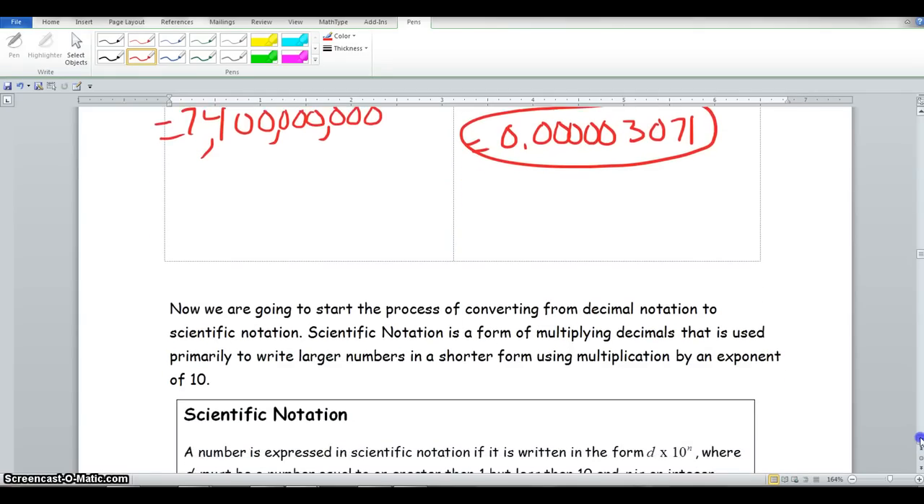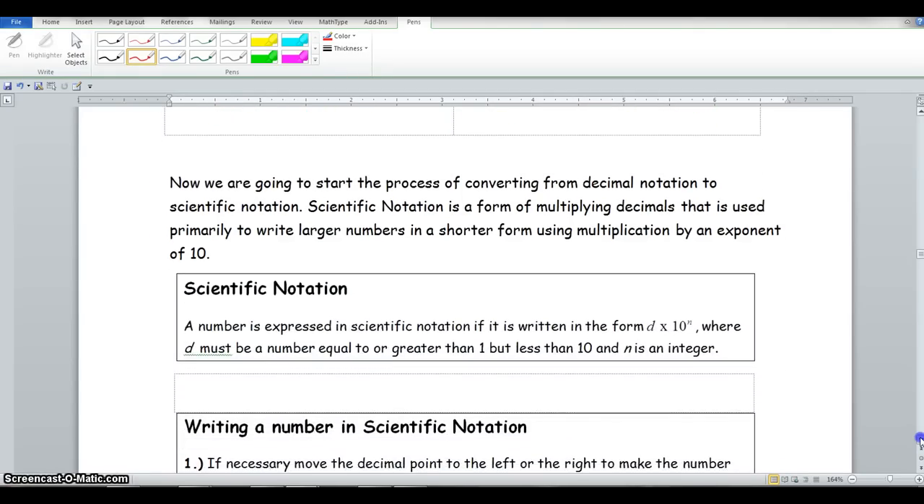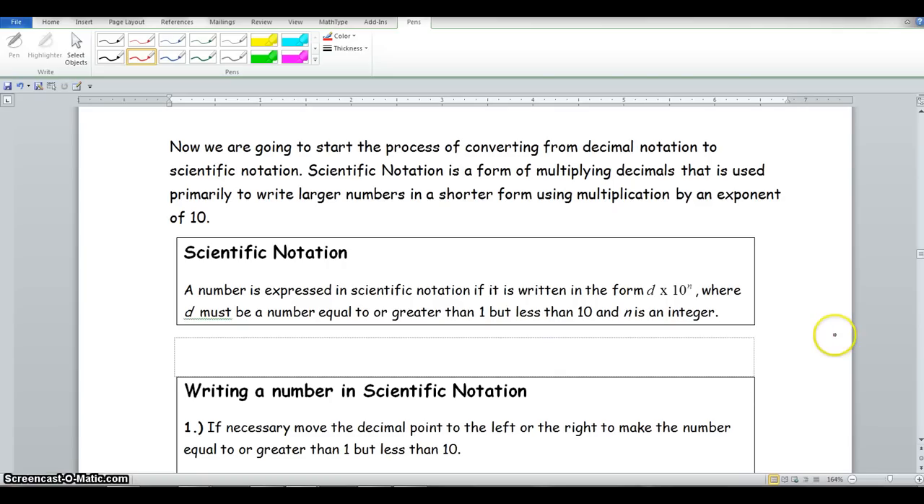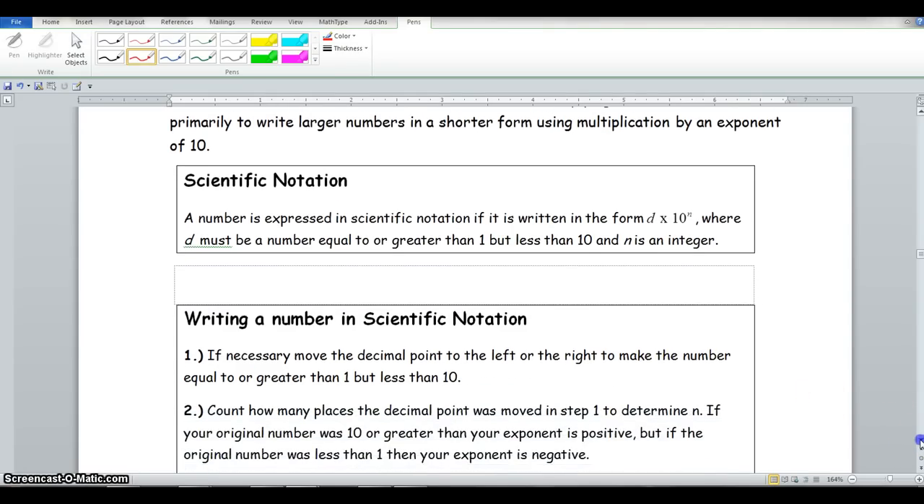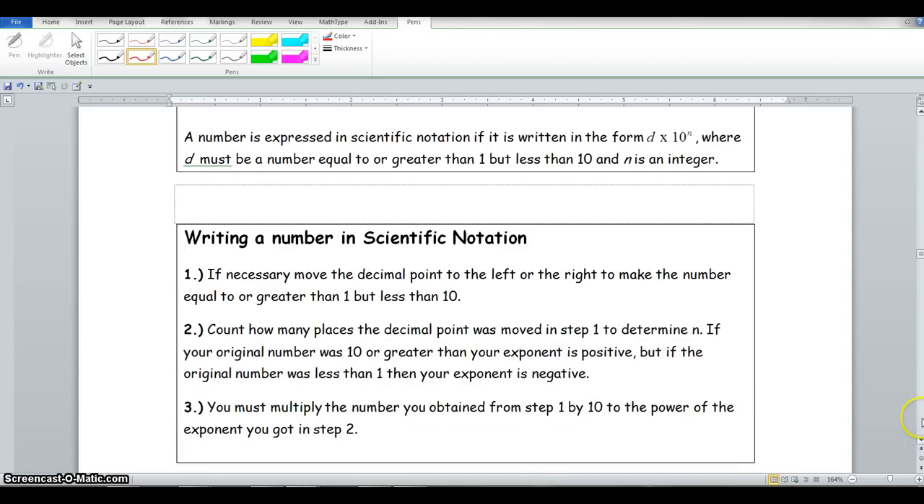Now, it says we are going to start the process of converting from decimal notation to scientific notation. Scientific notation is a form of multiplying decimals that's used primarily to write larger numbers in a shorter form using multiplication by an exponent of 10. So we have scientific notation. A number is expressed in scientific notation if it is written in the form d times 10 to the n power, where d must be a number equal to or greater than 1, but less than 10, and n is an integer.